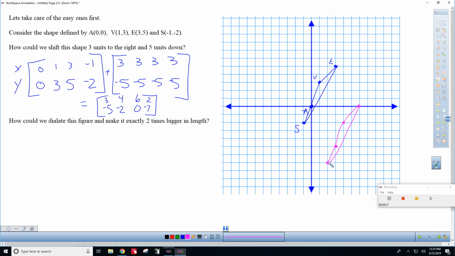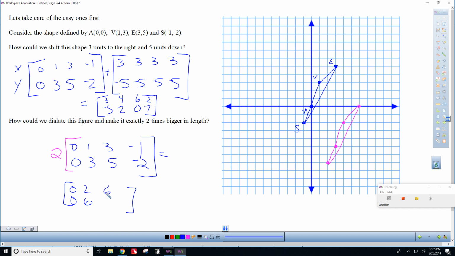So how can we dilate the figure? We would just do 2 times the original if we wanted to make it 2 times bigger. And so we would do 2 times the matrix with 0, 1, 3, -1 on top and 0, 3, 5, -2 on the bottom. And you get this, doubling each entry. And this will be a dilation.